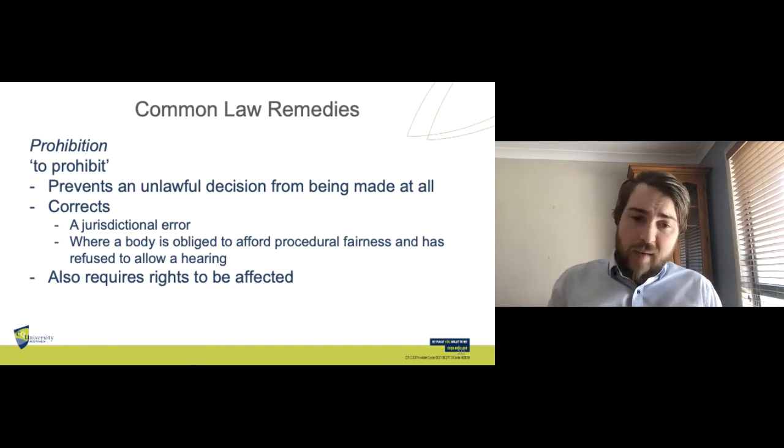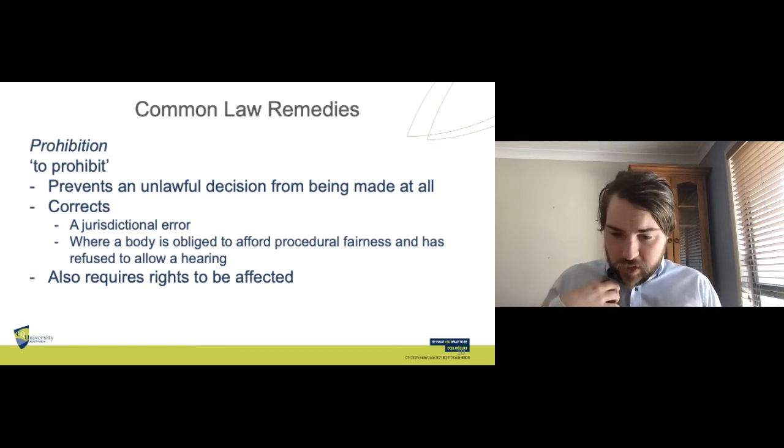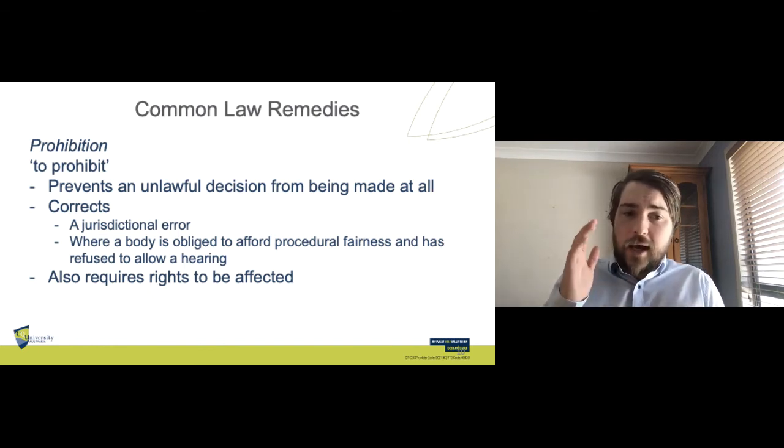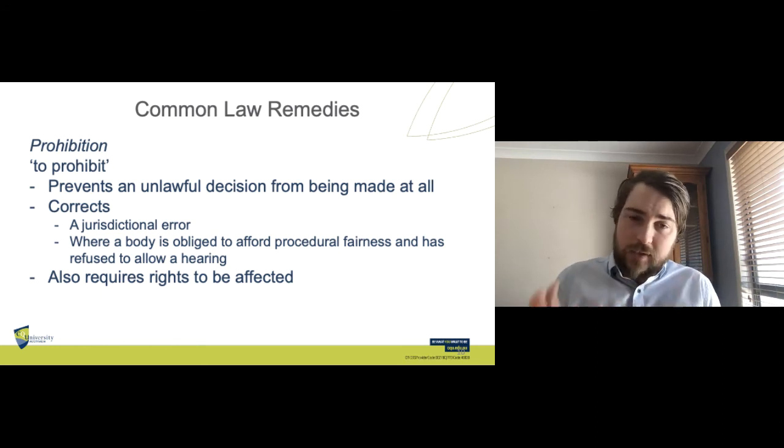or where a body is obliged to afford procedural fairness but hasn't followed that yet. So a person has been denied their right to be heard before the decision maker can actually get in and make that decision. We could get an order of prohibition to say, well, you can't make that decision until this person has had their chance to present their side of the case. This also requires rights to be affected, of course. And again, if you've got standing, your rights probably are affected. So that should be fine as well.